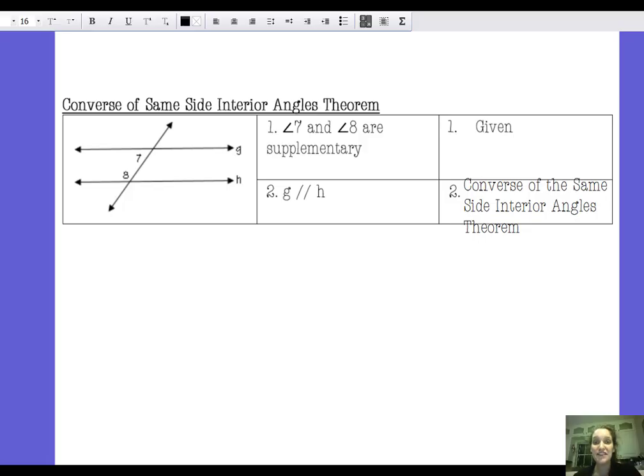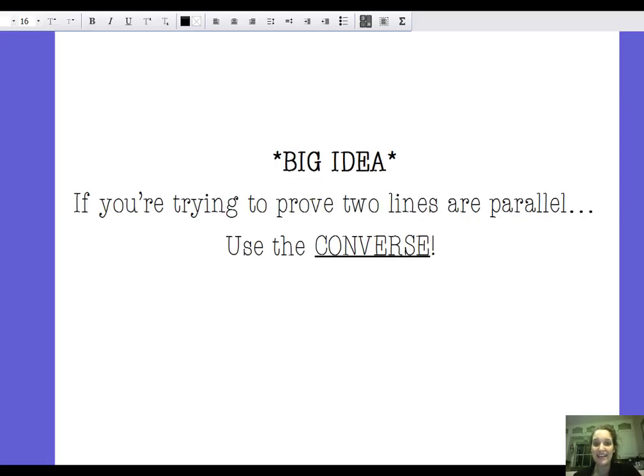So the moral of the story, the big idea, is if you're trying to prove that two lines are parallel, instead of me telling you that the lines are parallel from the get-go, you're going to use the converse of one of those theorems or postulates. So if I'm telling you that the lines are parallel and you're trying to prove that the angles are congruent or supplementary, you're just going to use the regular old alternate interior angles theorem, corresponding angles postulate, etc.